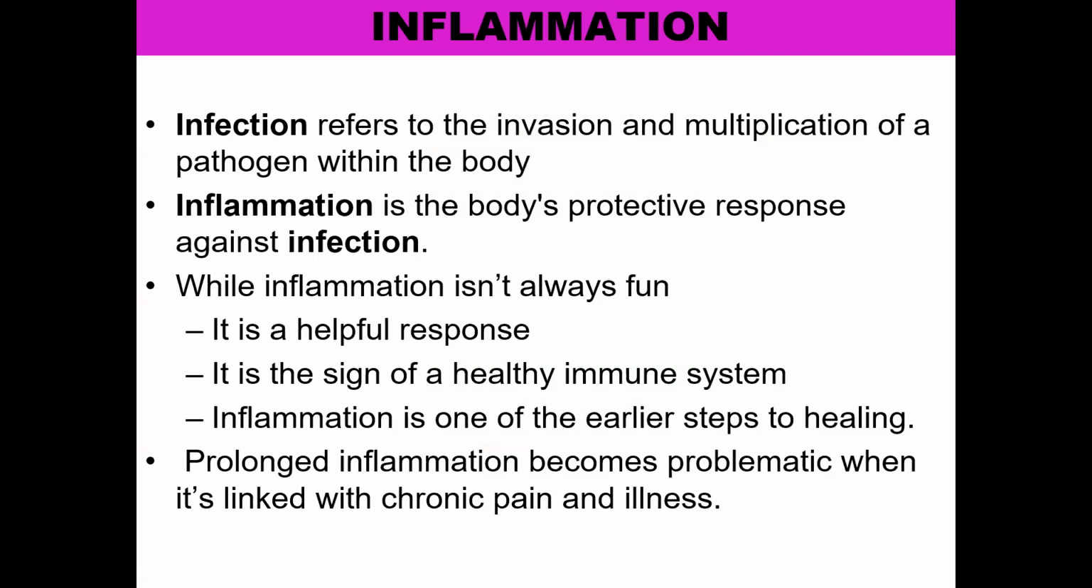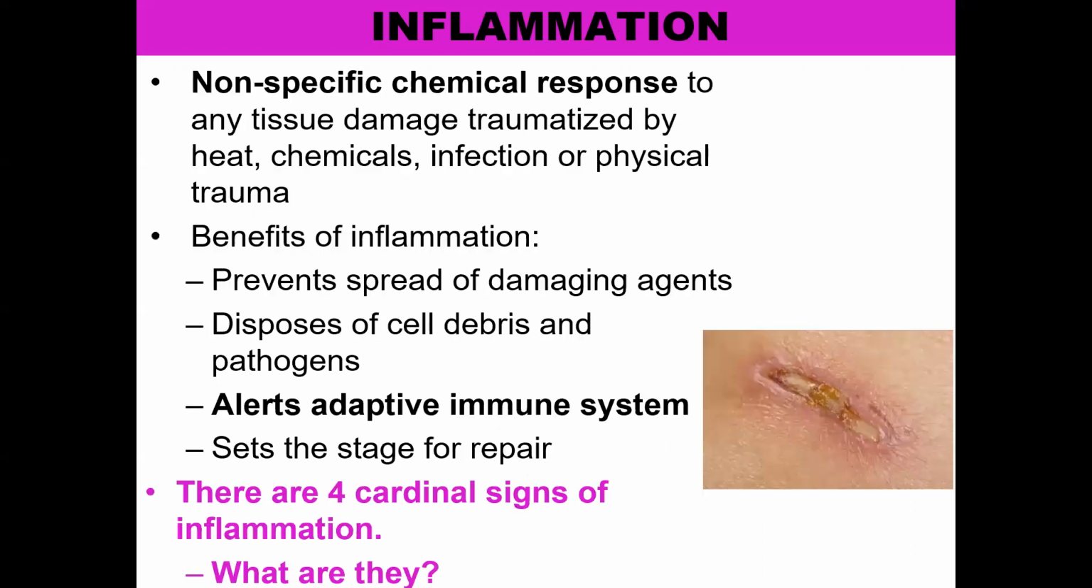All right, let's look at inflammation. So again, remember, infection refers to what happens when a pathogen enters our body and then starts multiplying. Inflammation is the body's response to infection, and it is protective. It is a sign that your immune system is working and that it is trying to keep the infection local and prevent it from getting into your blood. When we have prolonged inflammation, then we get a little bit worried about that, especially when it's linked with chronic pain and illness.